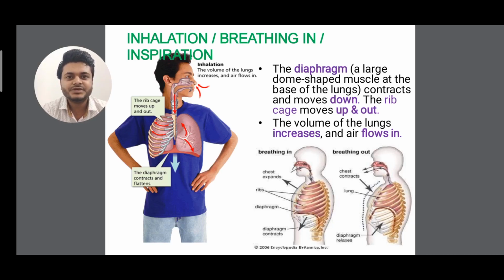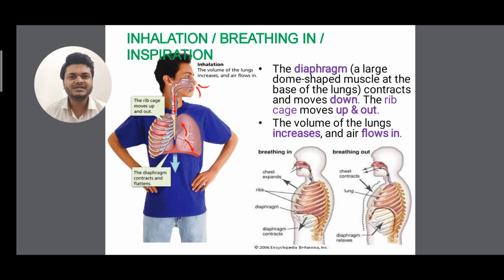During inhalation, as we breathe in, the volume of lungs increases as the air flows in. As the air flows inside our body, the volume of lungs is increasing. Clear? The rib cage moves up and out. Whenever we are breathing in, our rib cage is coming outside, and the diaphragm contracts and flattens. Whenever you breathe in, you feel these three things are happening.